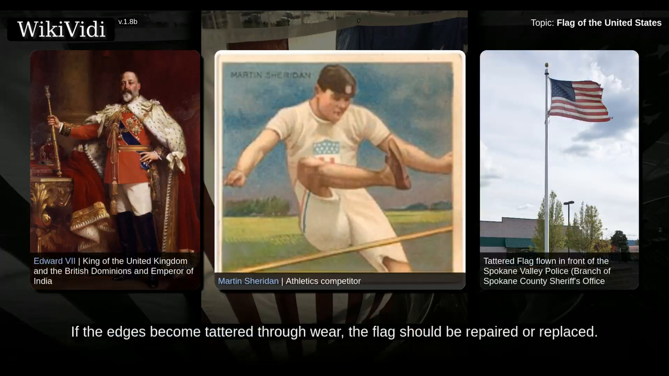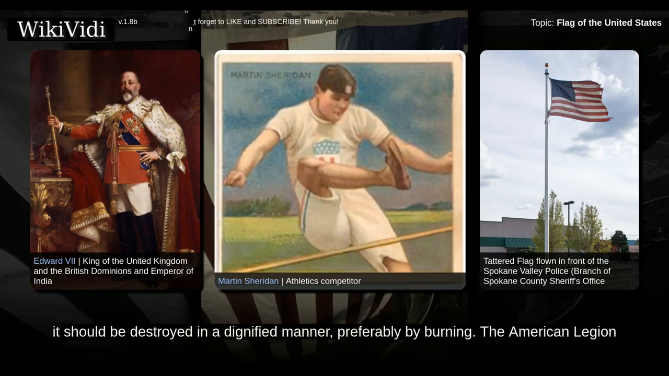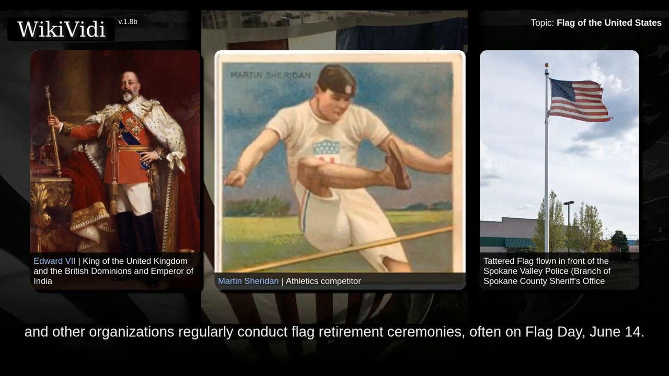If the edges become tattered through wear, the flag should be repaired or replaced. When a flag is so tattered that it can no longer serve as a symbol of the United States, it should be destroyed in a dignified manner, preferably by burning. The American Legion and other organizations regularly conduct flag retirement ceremonies, often on Flag Day, June 14.